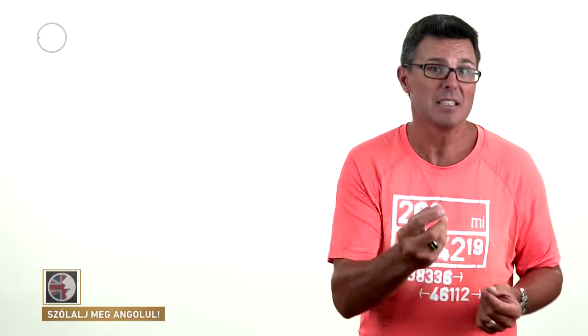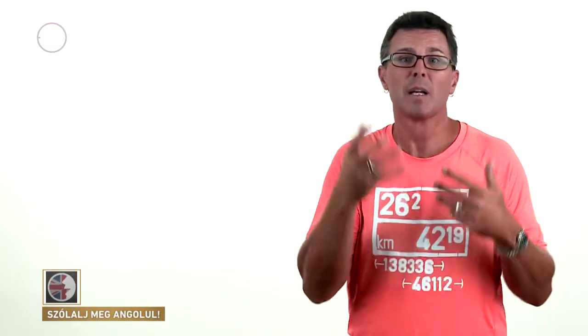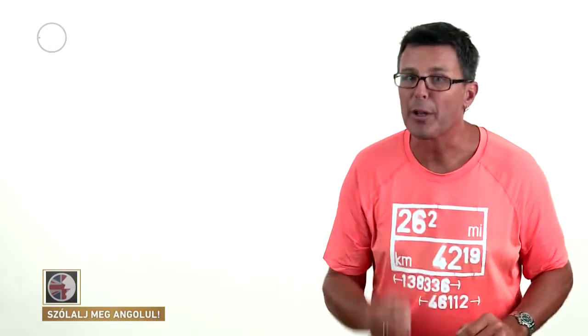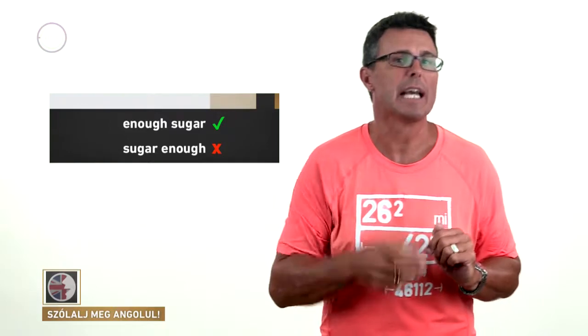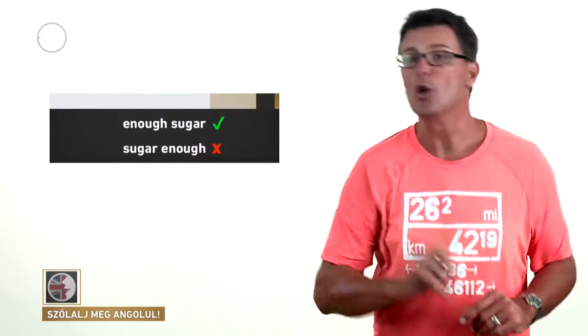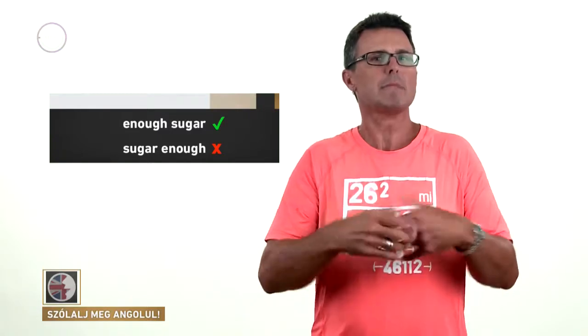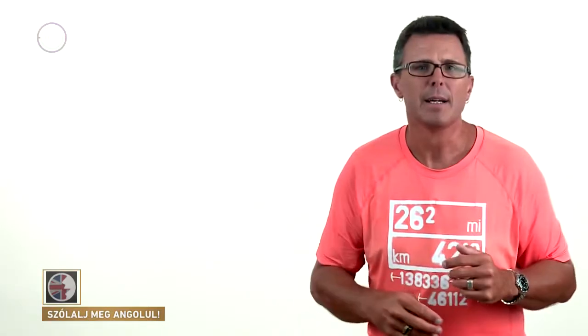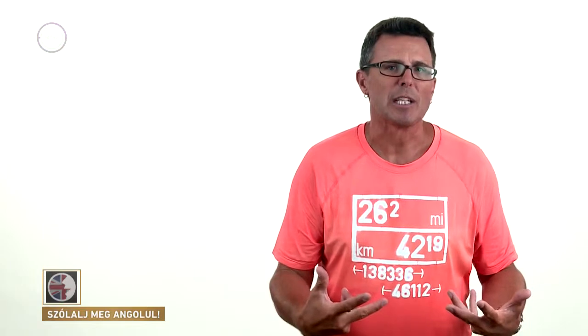We move the correct form of the verb to be, is, to the front of the sentence, and we follow with the rest. This time, also using enough and making sure that because we're using enough with a noun, we follow enough with the noun. Enough sugar, not sugar enough. Simple.